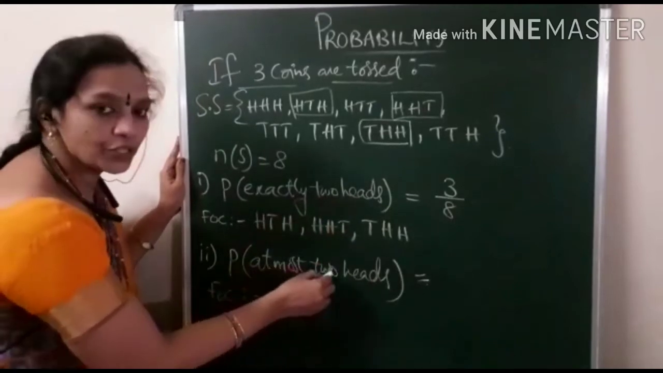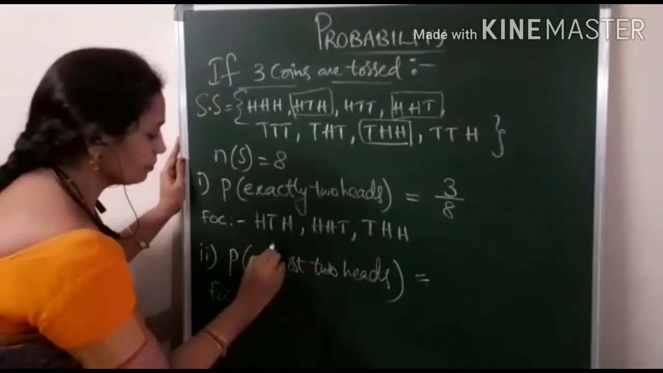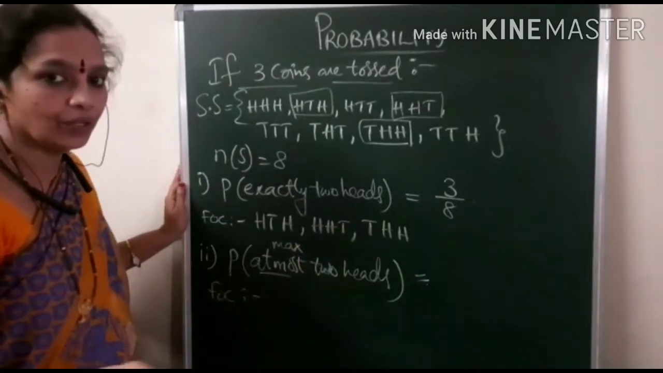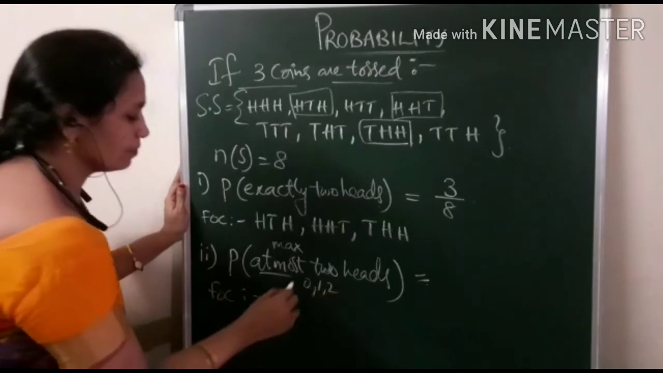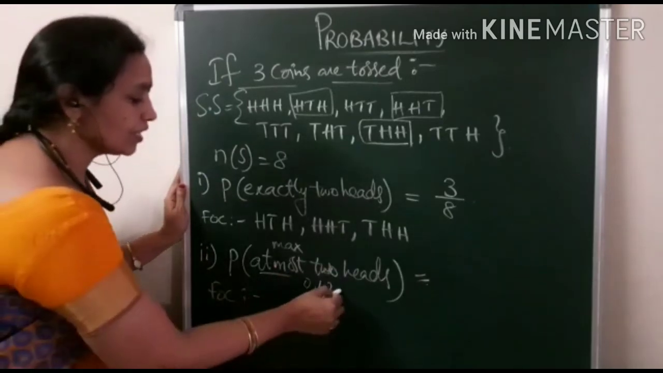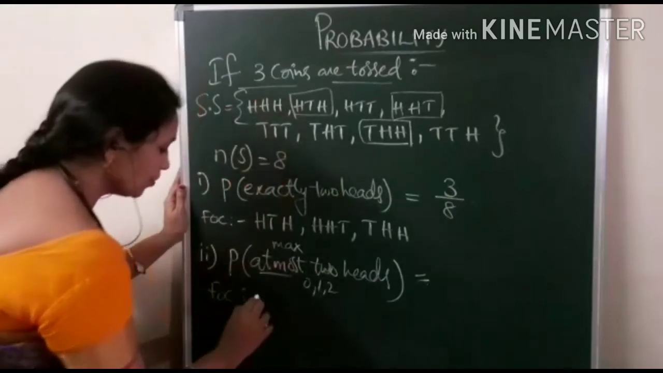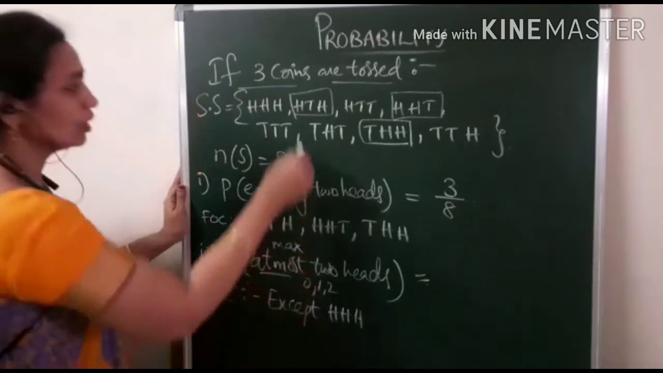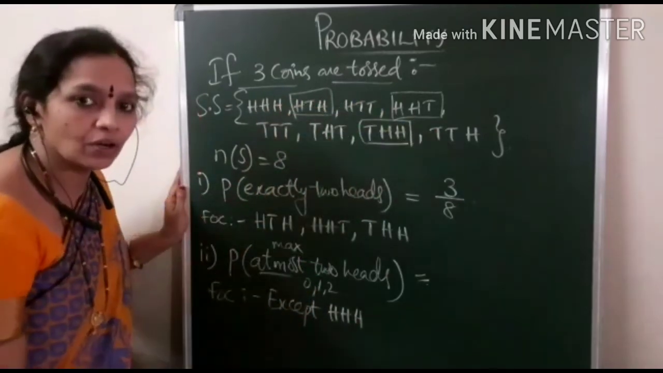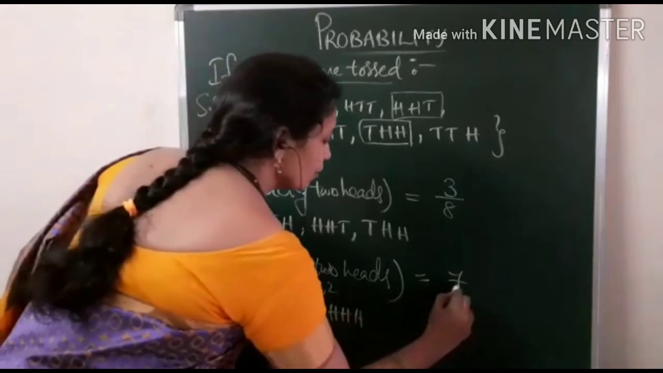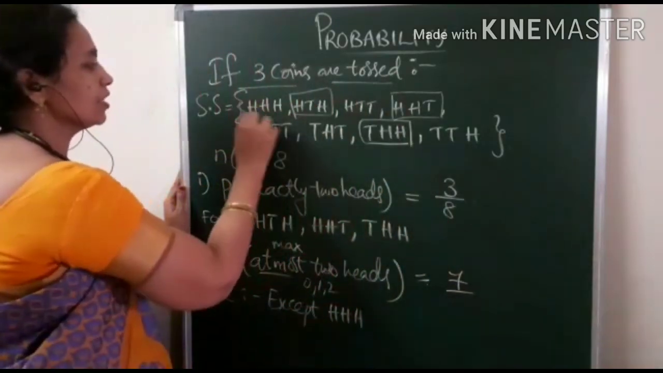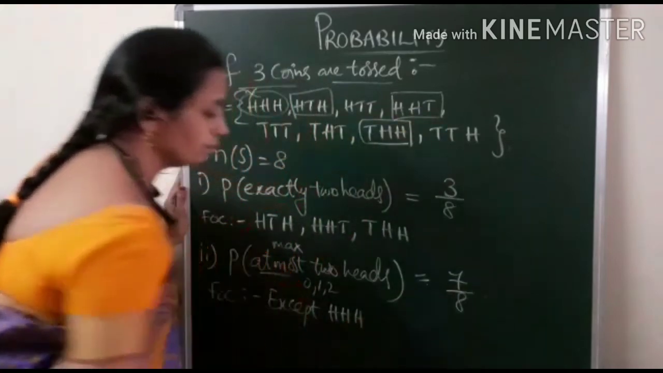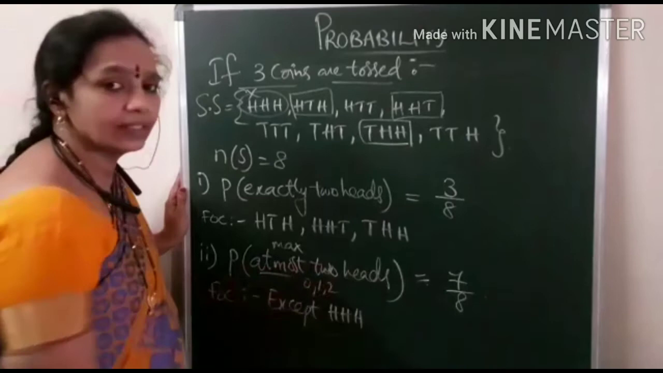Next, probability of at most 2 heads. At most means maximum. Maximum 2 heads means a minimum of 0, 1, 2 heads. That means 3 heads should not be there. So except head, head, head, all outcomes become favorable outcomes. So favorable outcomes are 7 out of 8, except this one. Remaining all are favorable outcomes. So 7 by 8 is the answer for at most 2 heads.